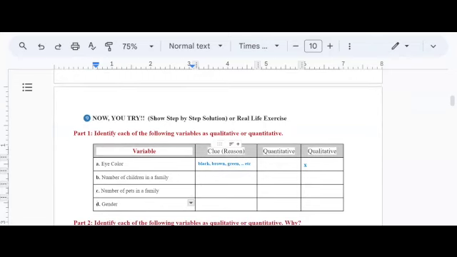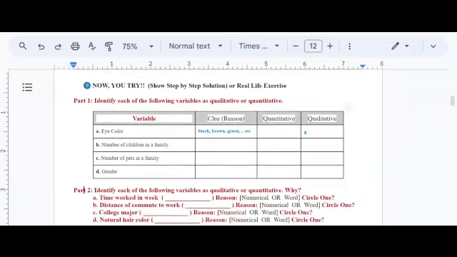Now I want you to try this. Who can try this? I need someone from the back. Yes, can you please read the first one? Color. Black, brown, green. That's a clue, I'm giving you a clue. So is this quantitative or qualitative? Qualitative, or categorical. All right.